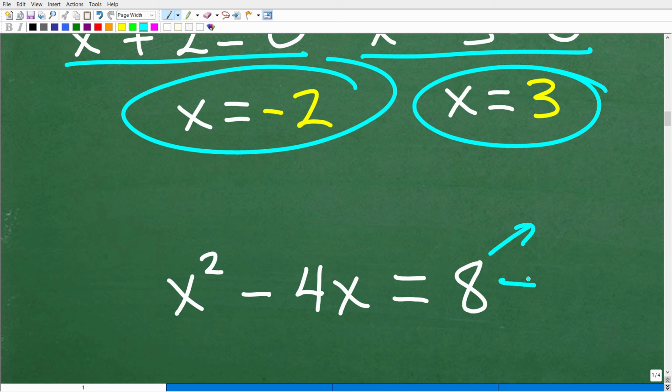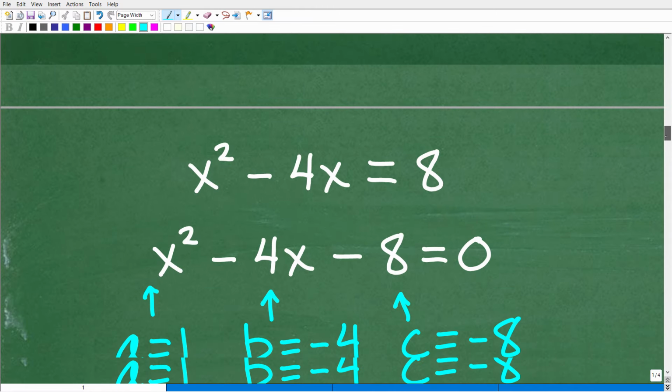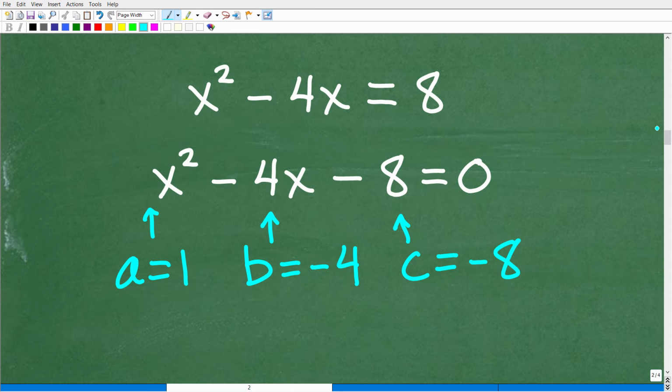When you try to solve this, you're going to see that we have an x term, so we're not going to be able to take the square root of both sides, and we cannot factor either. So this is a situation where we are going to use the quadratic formula. How do we properly use the quadratic formula? Well, the first thing we need to do is get this in standard form. What does that mean?